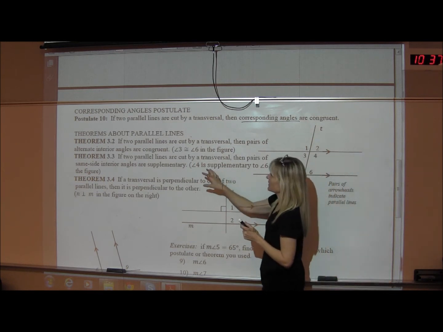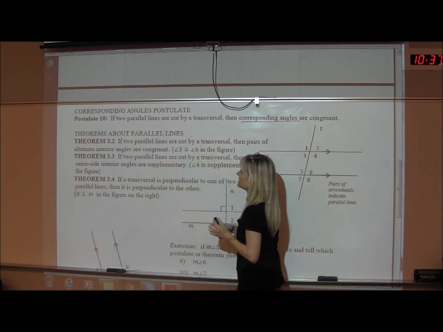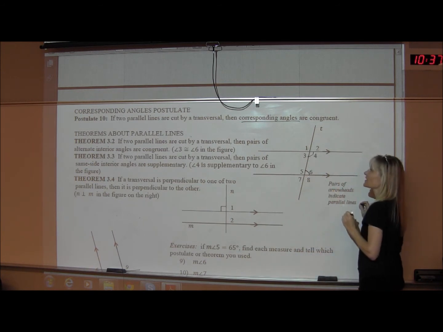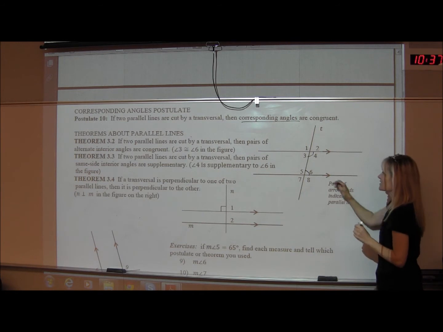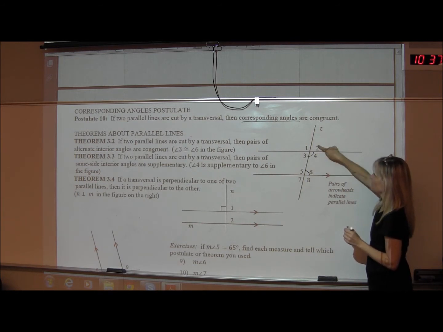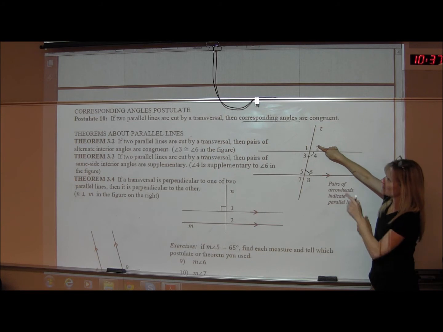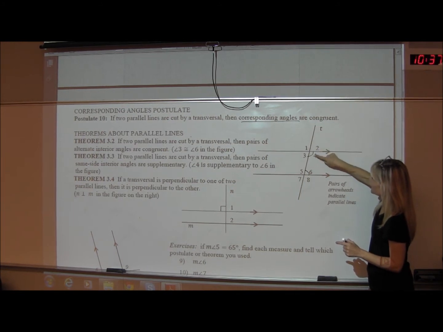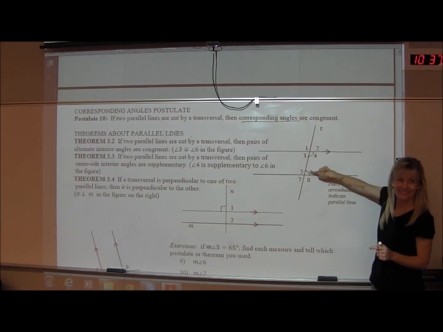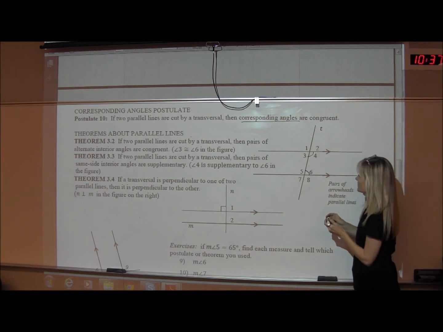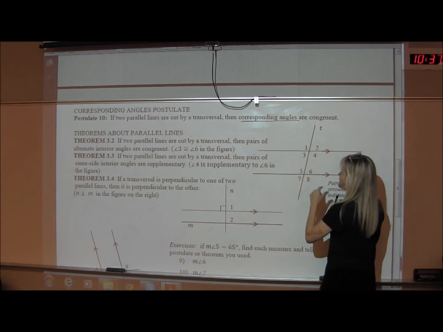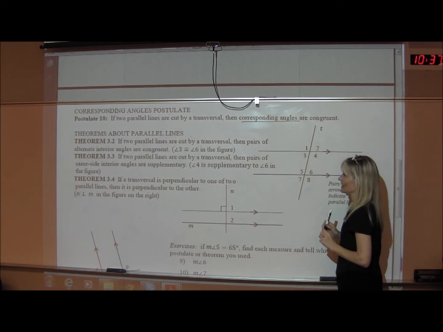Okay, so we've got our alternate interior. Same side interior angles, so that would be like 4 and 6, are supplementary. That makes sense because if we know that 6 and 2 are corresponding, we know they're congruent. Well, this is supplementary to 2, so it must be supplementary to 6, right? So same side interior angles are supplementary, they add to 180.